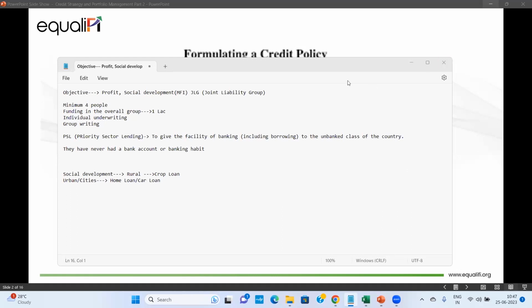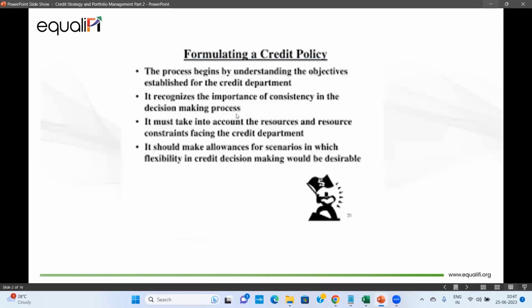So that there has to be a proper, coming to credit policy. Do you think that, say, for crop loan, you have designed a credit policy, right? Do you think this credit policy will be similar to a car loan credit policy? It will not be, right? It will not be similar. It will be different. A car loan credit policy will be different from crop loan credit policy. Correct? So consistency is important while formulating a credit policy. Next, it must take into account the resource and the resource constraint facing the credit department.